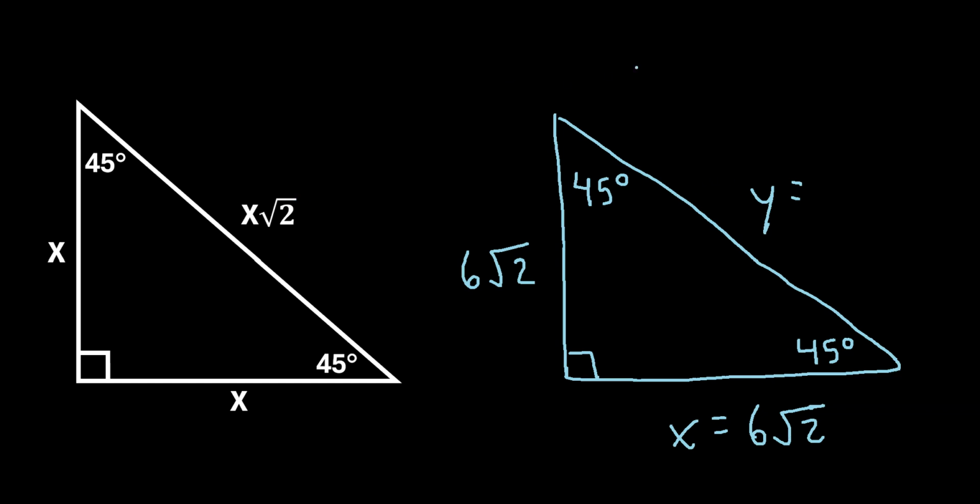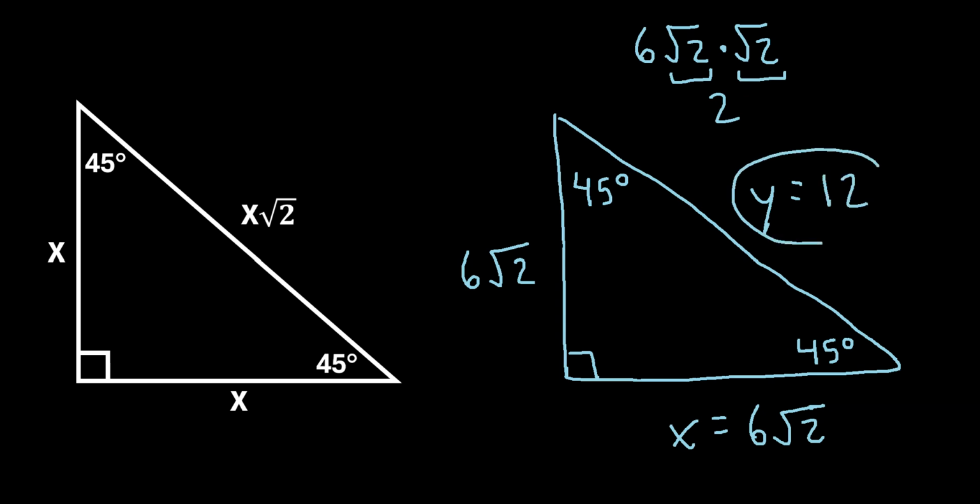So to get the hypotenuse, I'll write it up here, 6 root 2 times the square root of 2. You'll notice here, the square root of 2 times the square root of 2 is just 2. So really what we have is 6 times 2, which is 12. So y is 12 and x is 6 times the square root of 2.